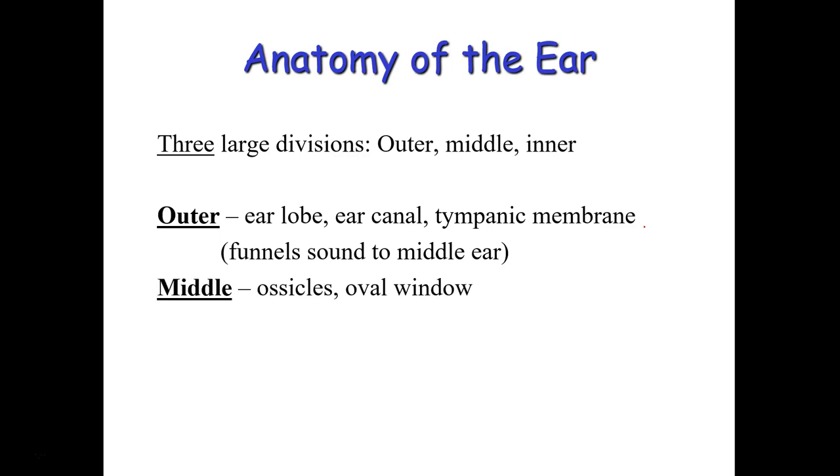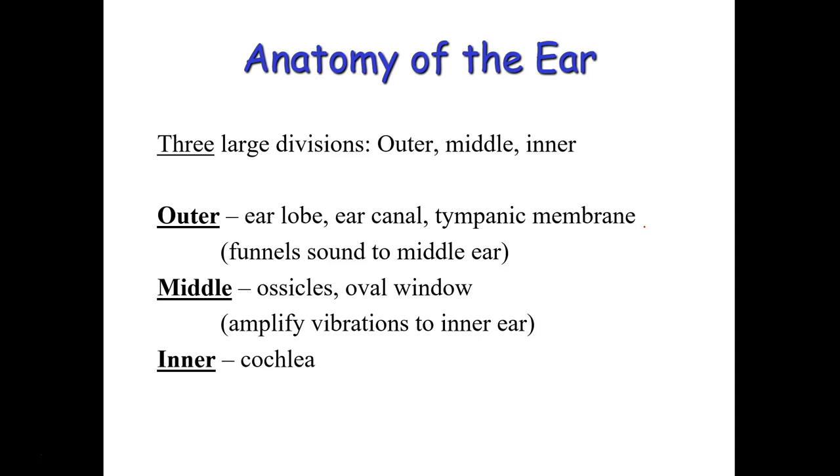The middle ear contains those little bones called the ossicles, and a portion of the inner ear called the oval window against which the ossicles rest. Their function is to amplify sound. As the outer ear causes them to vibrate in response to the sound waves, they vibrate even more and ultimately transfer this movement to the inner ear.